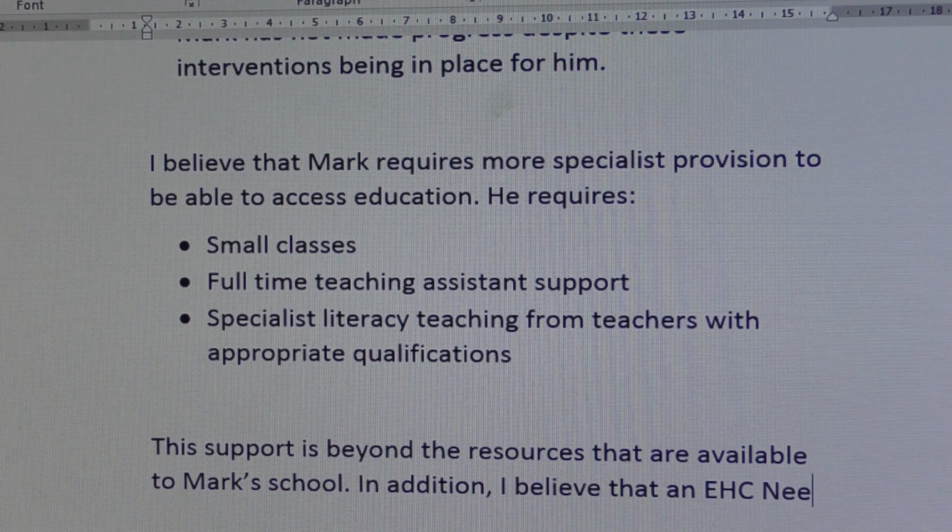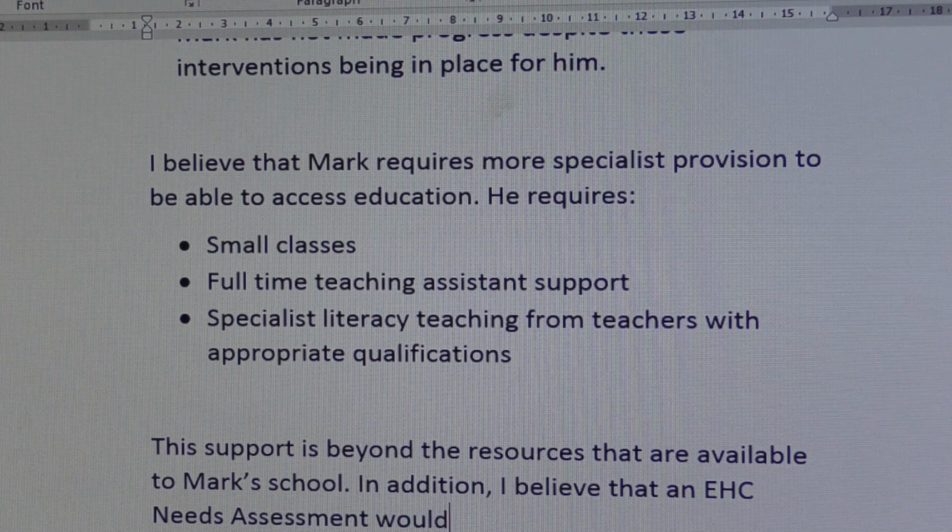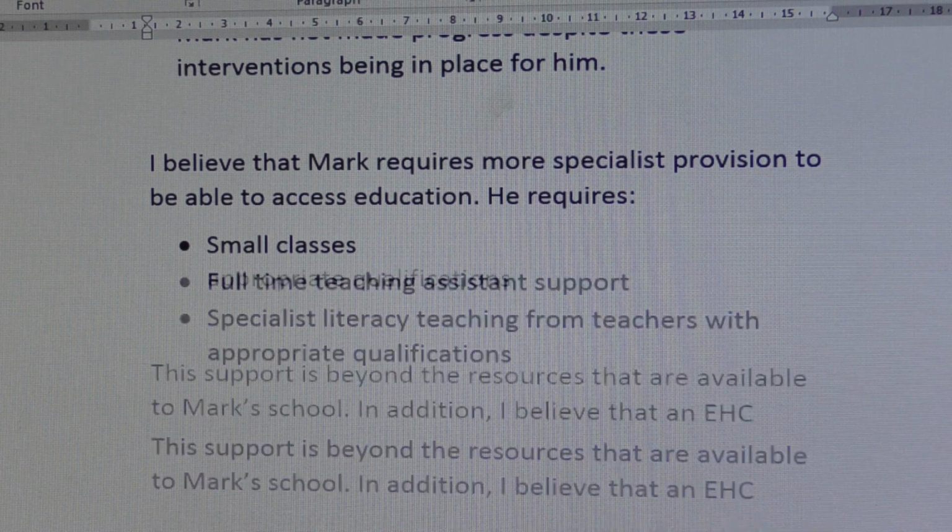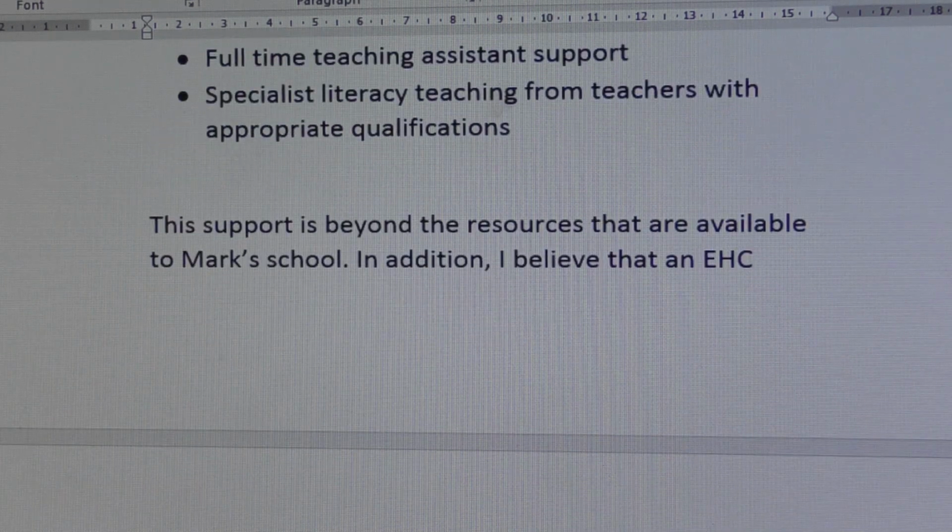In addition, I believe that an EHC needs assessment would help to clarify Mark's difficulties and the special provision he requires.